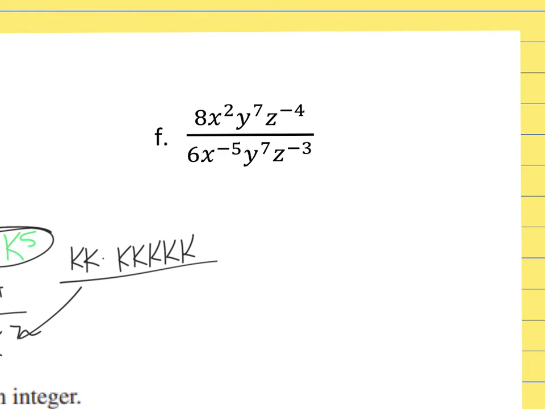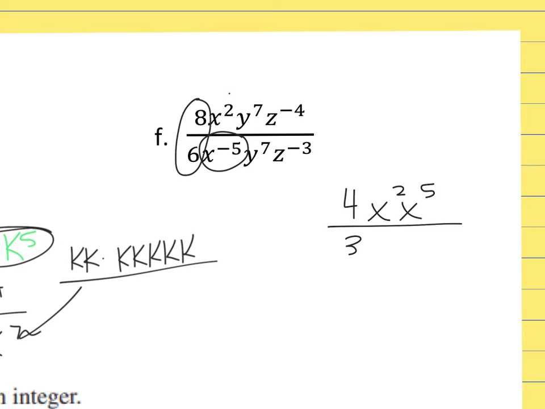Okay, F, I want to reduce 8/6. So I can divide those both by 2 and get 4/3. And then I'm going to have x squared, and then this x to the negative 5 is going to go to the top as x to the 5th. And my y to the 7th will cancel out because they're both the same variable, same exponent. And these two are going to flip-flop because the z to the 3rd is going to go on the top and z to the 4th is going to go on the bottom.